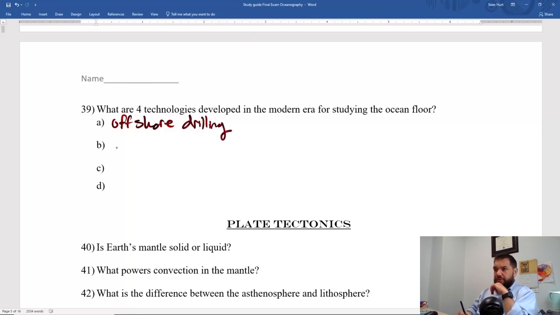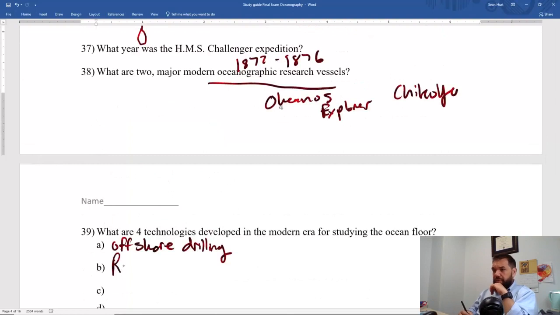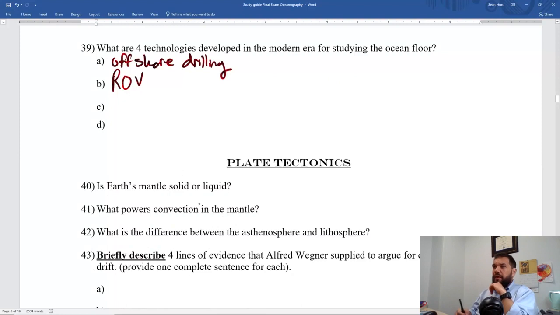They also do, you might remember those ROVs. Those are remotely operated vehicles. Okay, so those are like remotely operated submersibles, and they also do echo sounding. And the kind of echo sounding that they do there is multi-beam. Okay, it's called multi-beam.